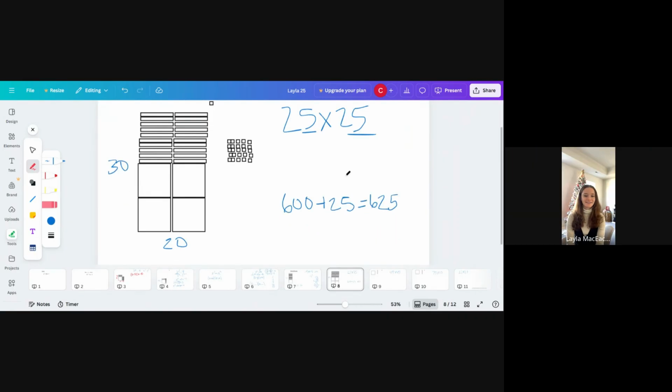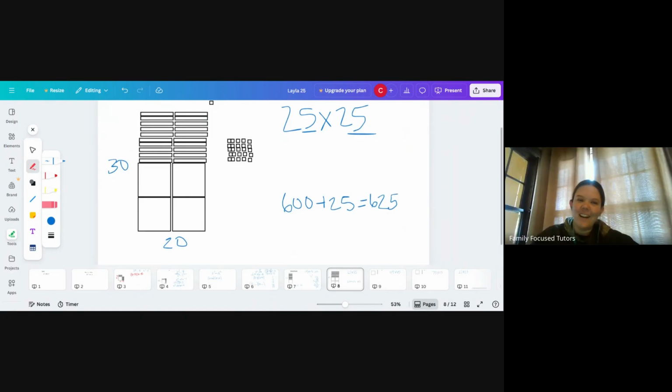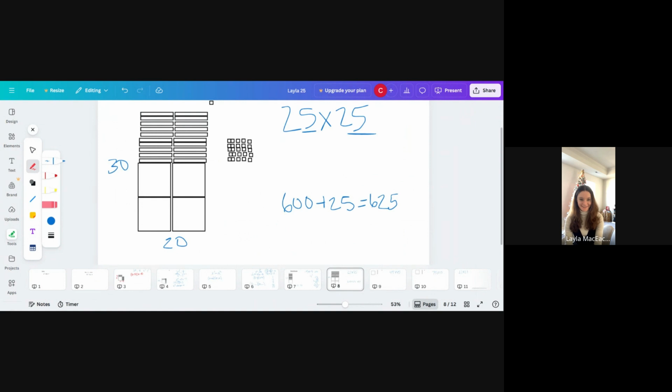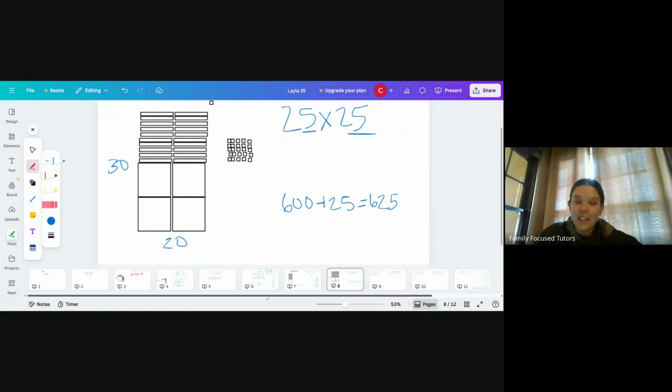Yeah. It's a trick. I like the visualization of it. I would rather multiply it out, if you ask me. Okay, and that's fine.